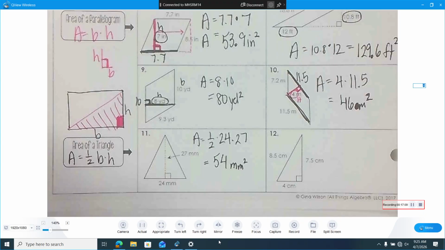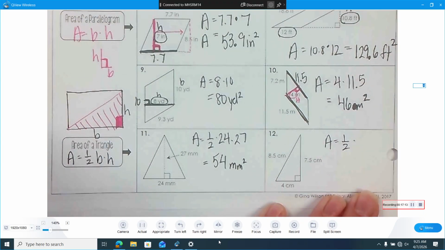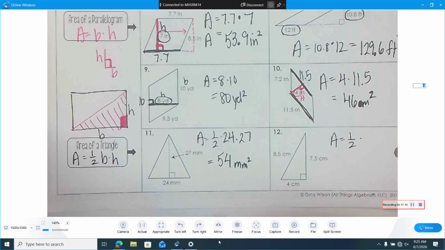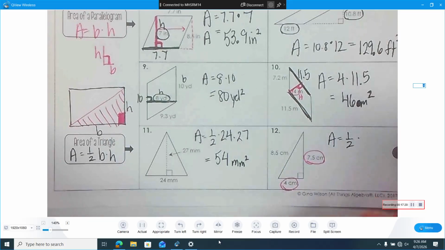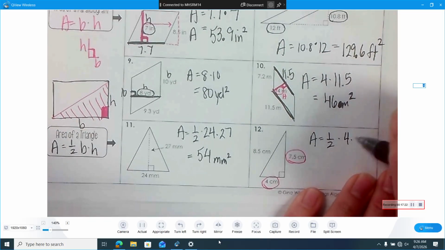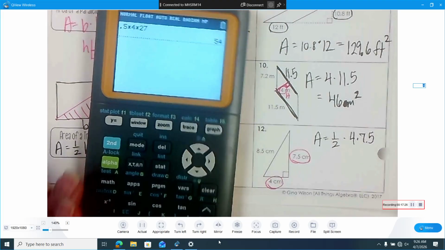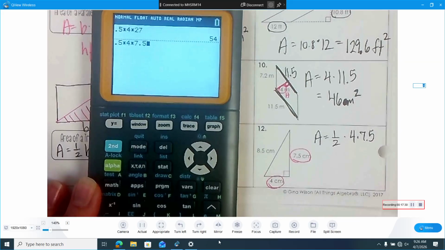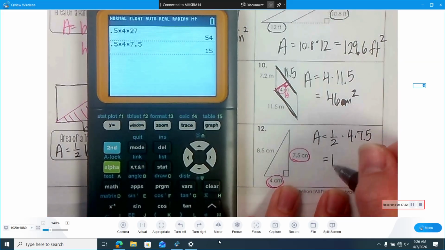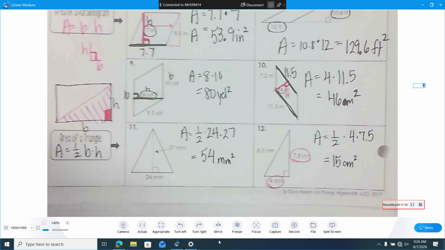Number 12, we have a triangle. The formula for the area of a triangle is 1/2 base times height. What's our base? 4. What's our height? 7.5. So we have 1/2 of 4 times 7.5. So in my calculator, again, I could do 0.5 times 4 times 7.5. 15. And centimeters times centimeters is centimeters squared. Good.